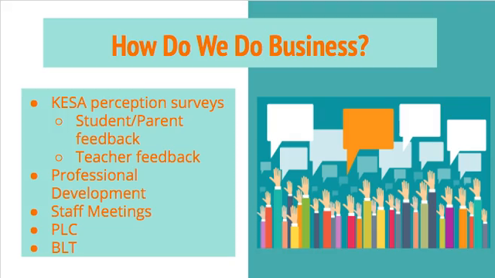Moving on to how we do business. At USD 489, we do business in a variety of ways. However, what's cool about it is that it's consistent district-wide. We have 4 elementary schools, 1 middle school, and 1 high school, and throughout the district, we pretty much do a lot of the same ways of doing business.